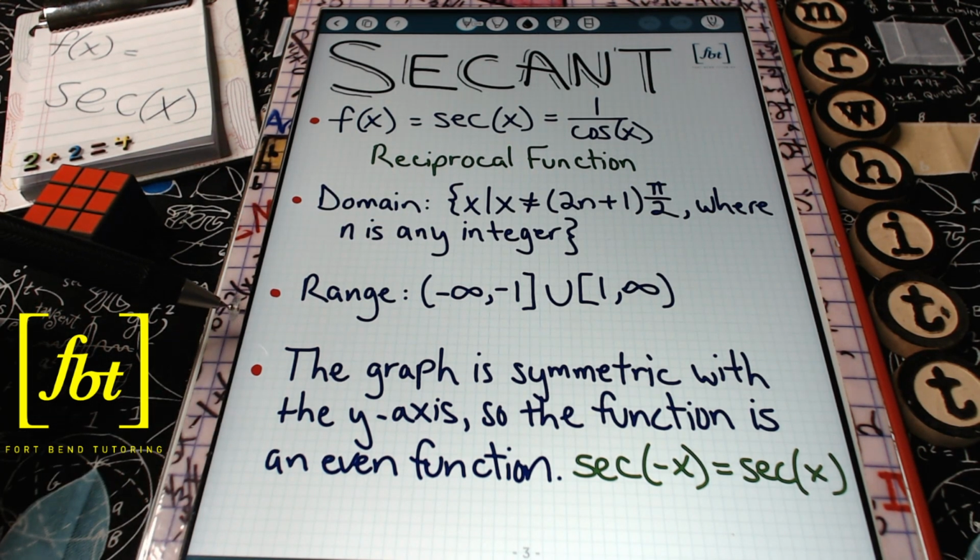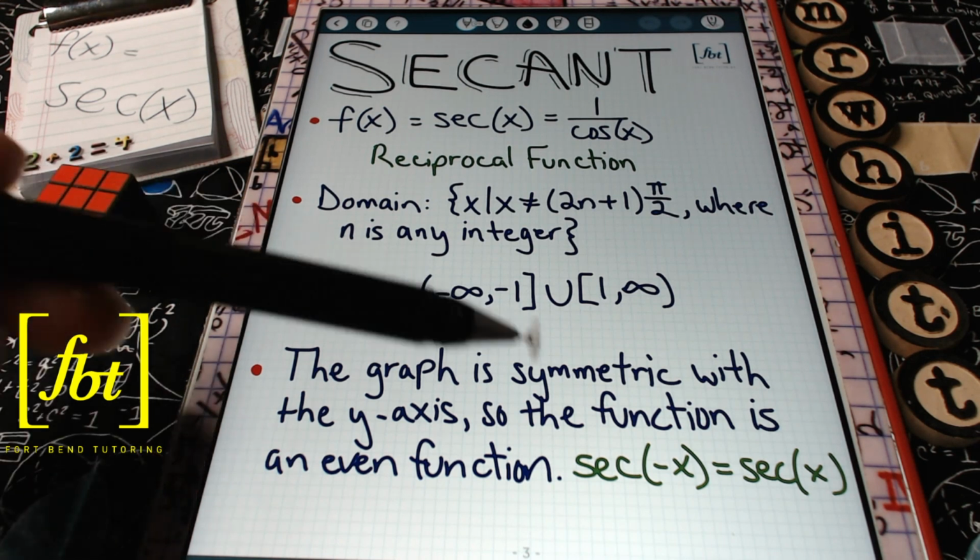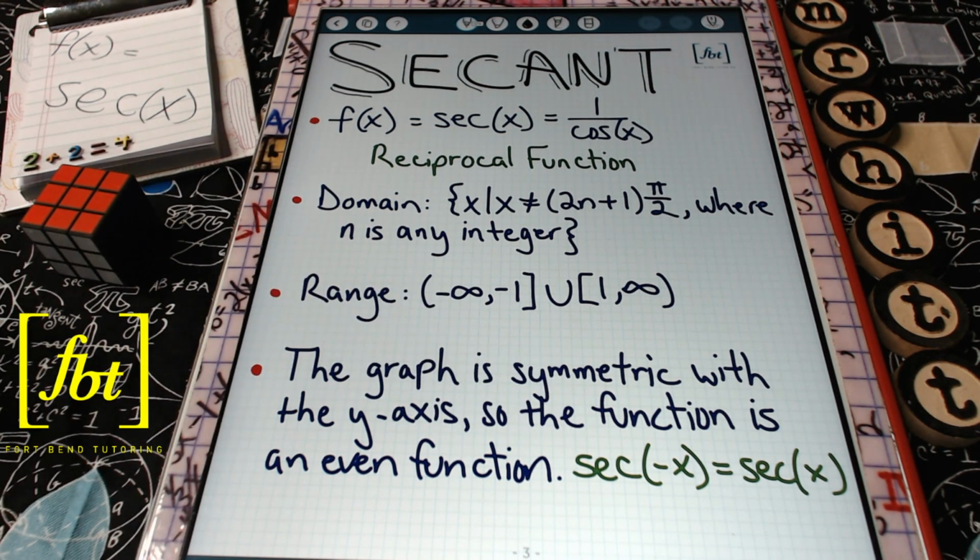The graph of secant is symmetric with the y-axis. That means that the function is an even function. In other words, secant of negative x is equivalent to secant of x. These are things that are good to know. So take that in, continuing on.